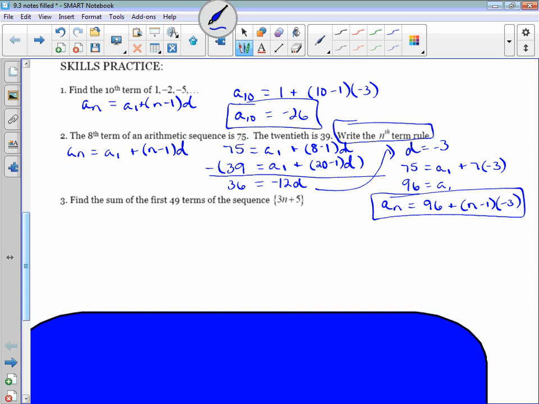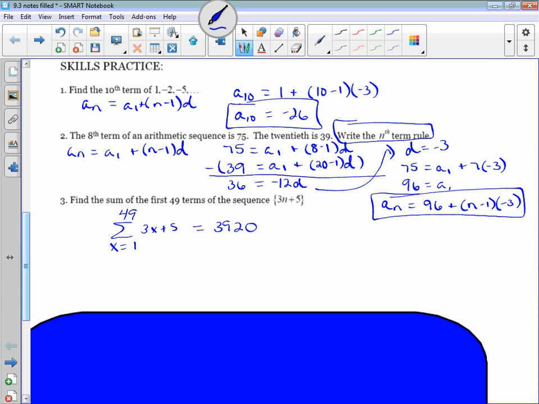Alright guys. So if I wrote it with the sigma, if I wrote my summation form, I know it's an n, I'm going to change it to an x just for ease of putting it in your calculator. Do you agree that 1 through 49 would give me the first 49 terms? Okay. And then 3x plus 5. You should get 3,920.